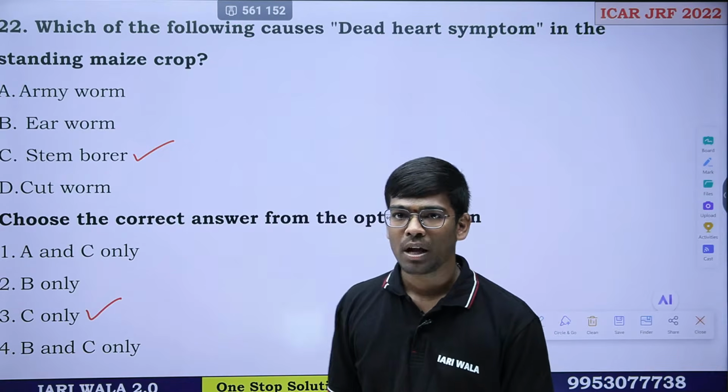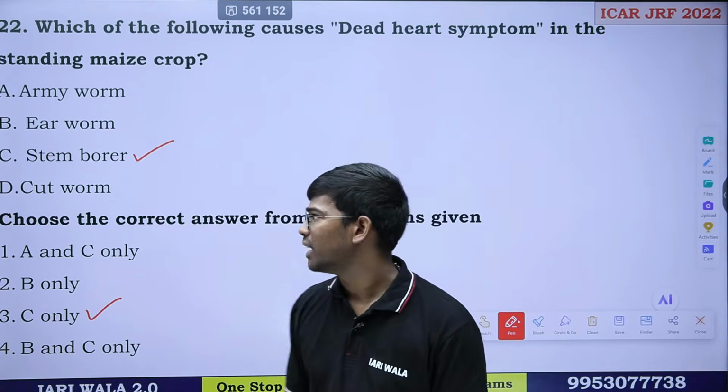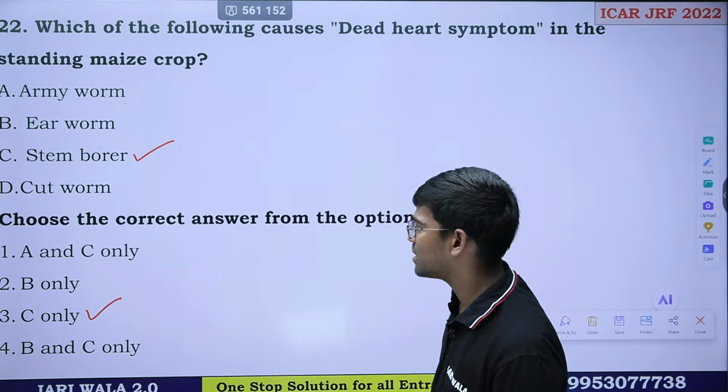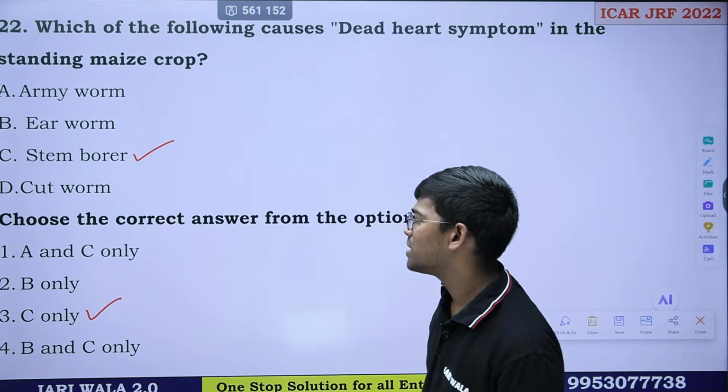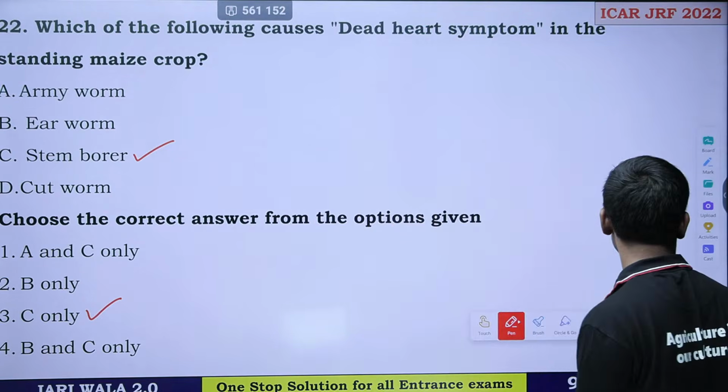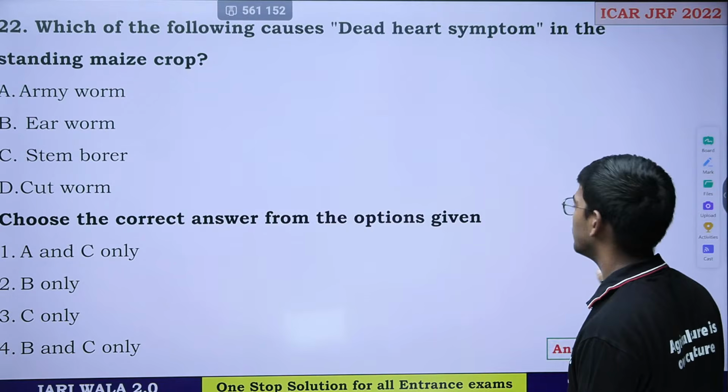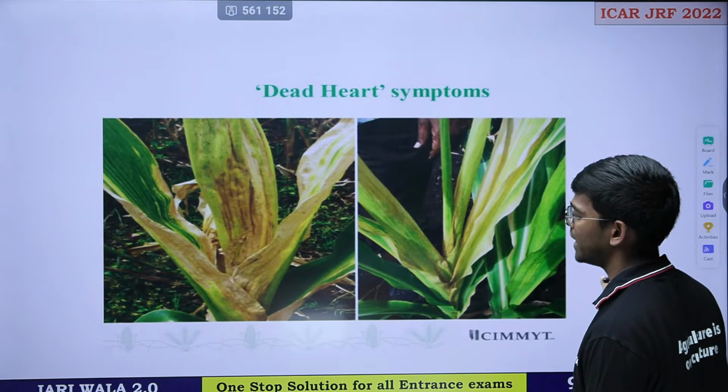So armyworm is Mythimna separata. Then earworm or ear-headed caterpillar is our Helicoverpa. Then cutworm is Agrotis epsilon. So the option is 3, the dead heart symptom photo.